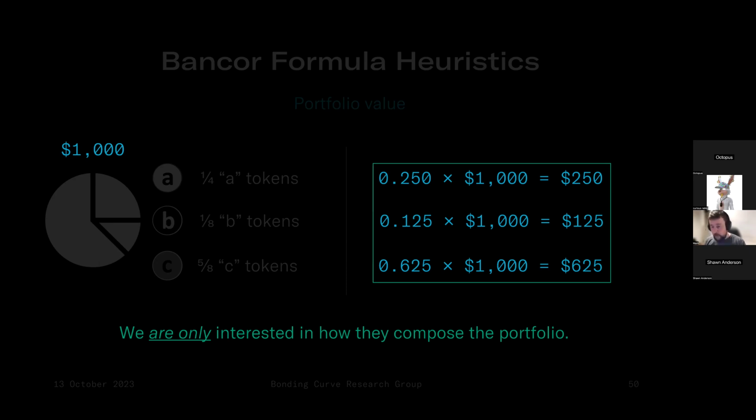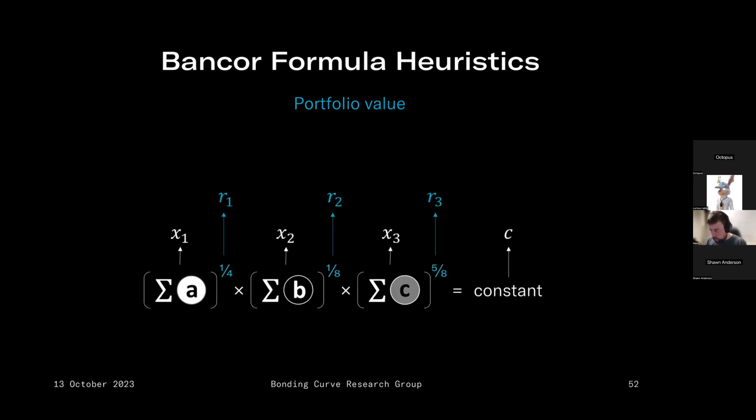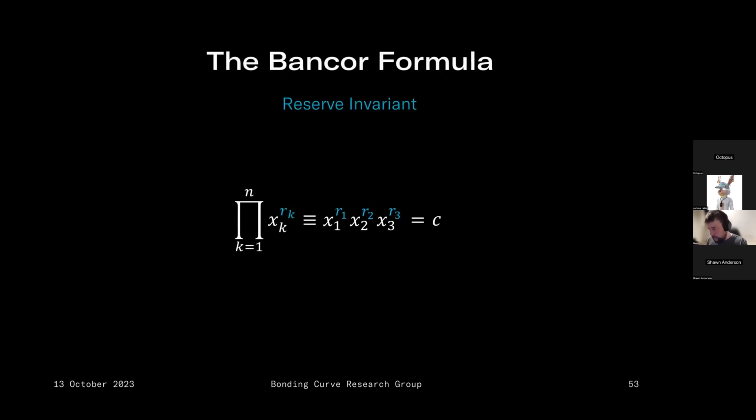And this is where the Bancor formula came from. If we take the sum of the A tokens that there are and raise it to the power of a quarter, and we take the sum of the B tokens and raise it to the power of an eighth, and take the sum of the C tokens and raise it to the power of 5/8, this will always be some constant value. And this is where those X1 and R1 are coming from. We're really just decomposing the things that are inside the liquidity pool and pushing them together into this expression. And this is the thing that causes the portfolio to maintain an adherence to the portfolio weights that the user has nominated. And maybe that's surprising, right?